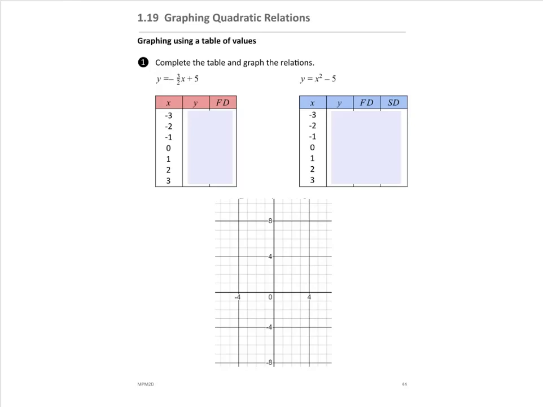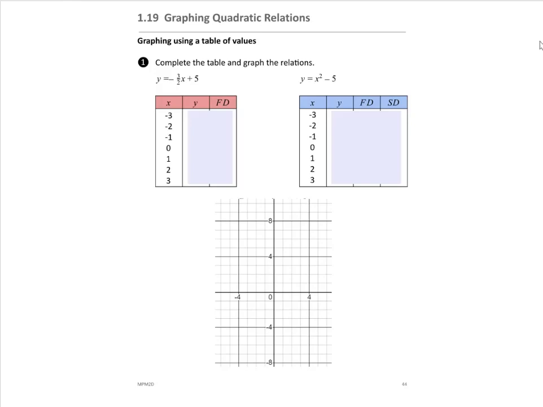This is actually the first time that you guys are going to see quadratic relations. So first things first, we have two different examples on the left with the red table of values. We have a linear relation that has y equals negative 3 over 2 x plus 5.